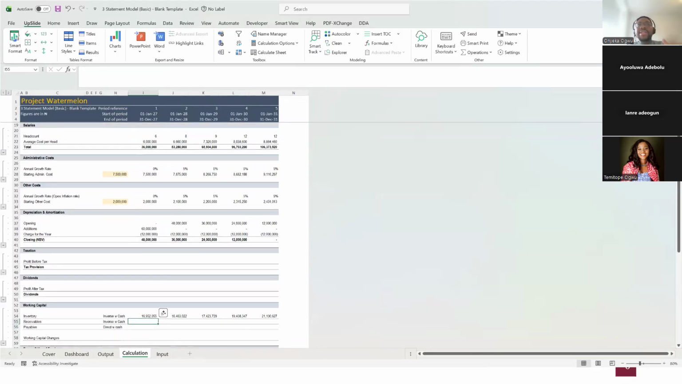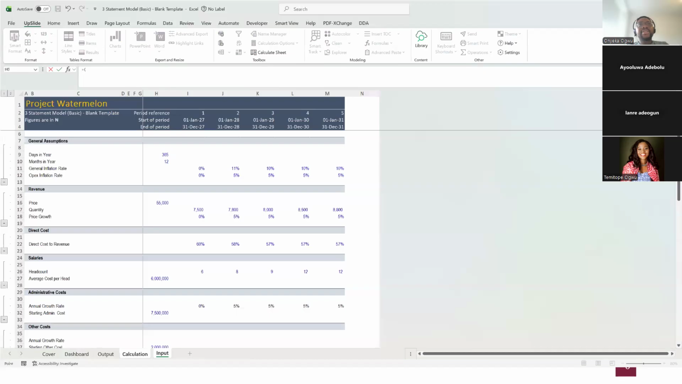Our receivables follow the same format. It is equal to open bracket, receivable days, which is... why is my cursor misbehaving again? Where are you?